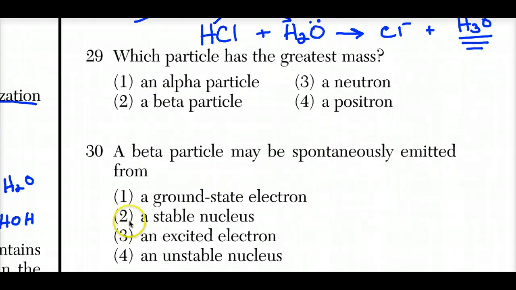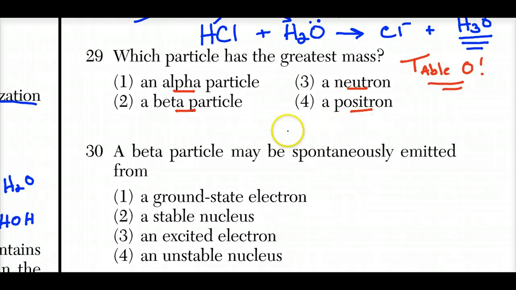Number 29. Number 29 states which particle has the greatest mass. So I'm going to look at a table that helps me. Table O I can use for atomic structure, or I can use for nuclear chemistry. They're all about the nucleus. So the greatest mass is the one that's going to have the greatest mass number. If I don't know anything about these particles, or I'm not really sure, table O is a place I'm going to look. Let's go.